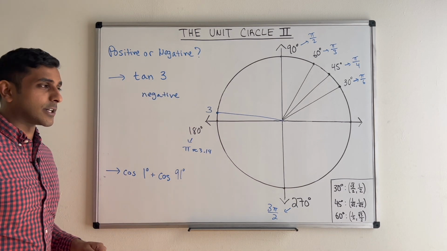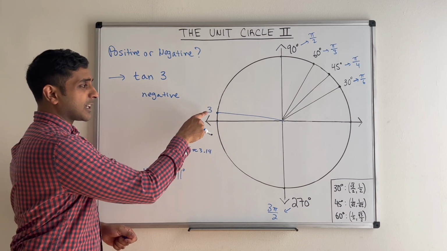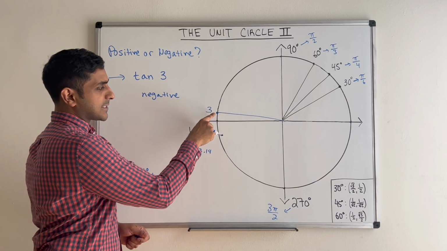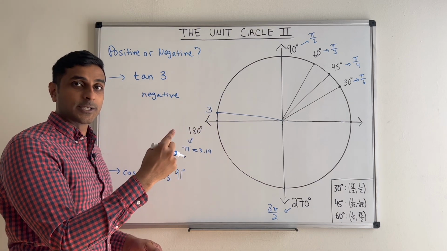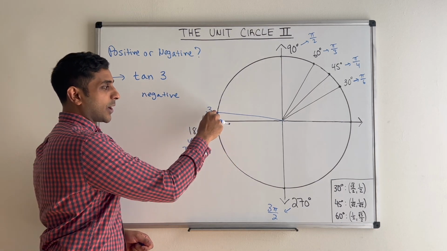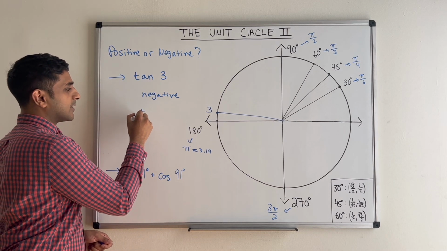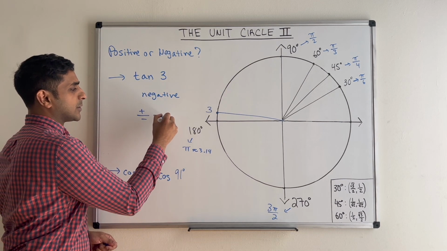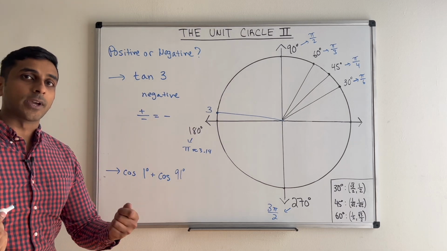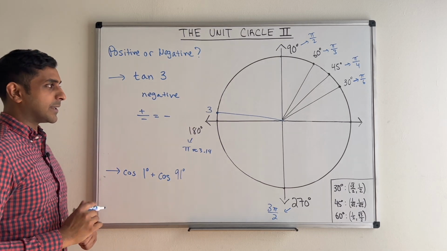Another way to convince yourself that tan of 3 is negative is to think about sine over cosine. The sine or y-coordinate of that point is positive, and the cosine or x-coordinate of that point is negative, and a positive number over a negative number will equal a negative number. So it's another way of realizing why tan will be negative.